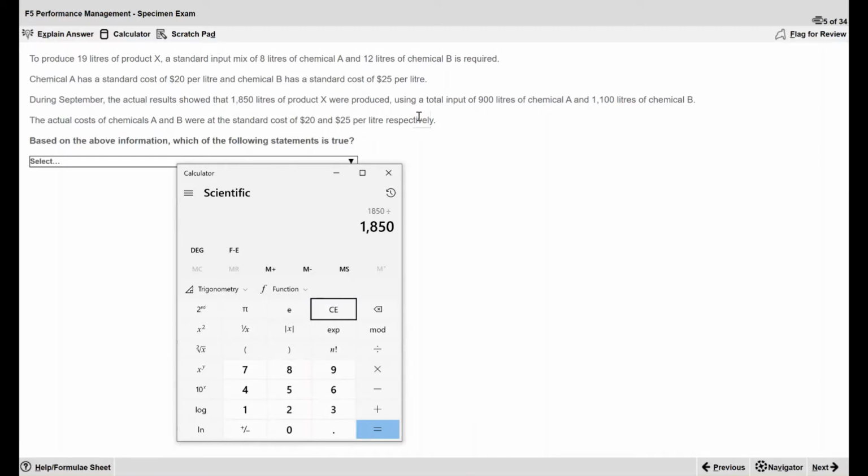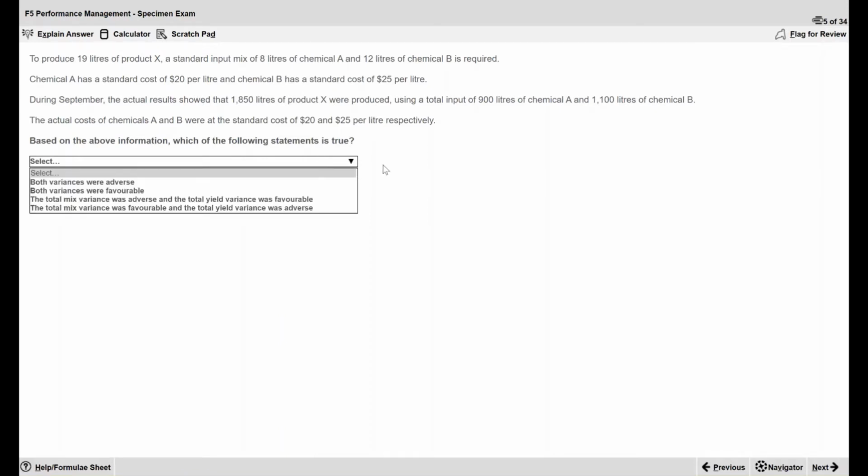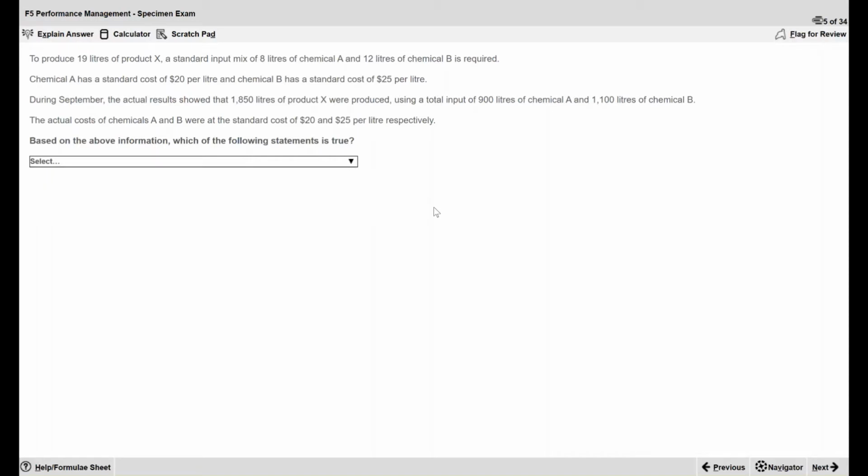So answer smart. Divide by 19, multiply by 12. If I had used B, I would have used 1168, which is more, but I've actually used less. So clearly you can see that mix variance is favorable. So if that is the case, then this could be a correct answer, and this could be the correct answer. A and C can be eliminated because here the mix is adverse, but in actual results, mix is favorable. So either this or this could be the answer. We'll look at the yield variance, and then we will be able to know which one is correct.